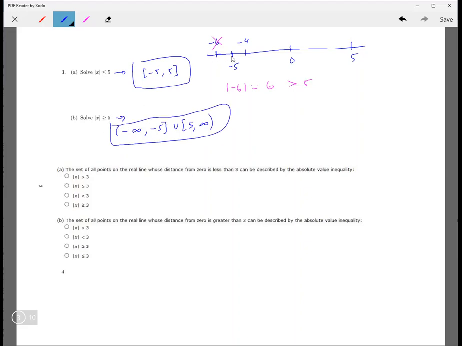With the second one, any number that's less than negative 5 is going to work, because when you take the absolute value, you're going to get something greater than 5. And likewise, for any number greater than 5, you take the absolute value, it's just going to be that number, which is going to be greater than or equal to 5.